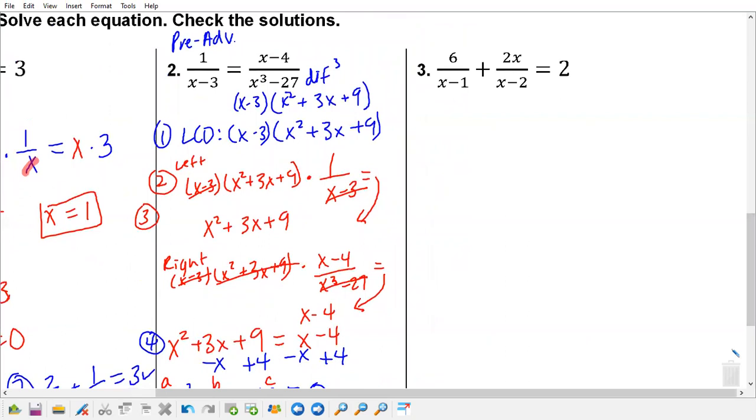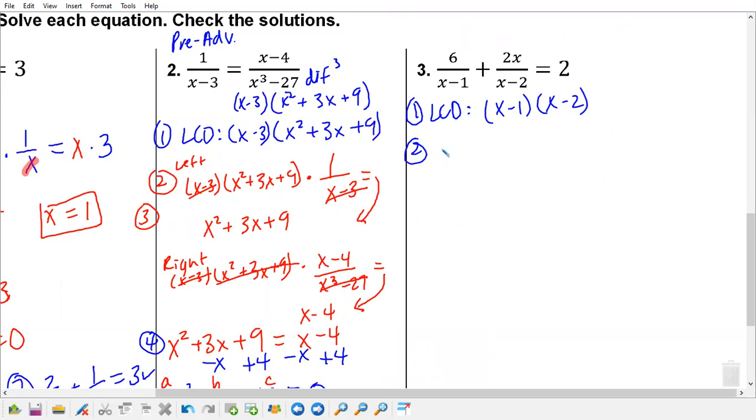Okay, number 3. So number 3, we have 2 binomials as our denominators. And so when we do our LCD, it has to be both binomials. So our LCD is x minus 1 and x minus 2. Step 2 says to multiply each term by the LCD. I'm going to multiply each term by the LCD.